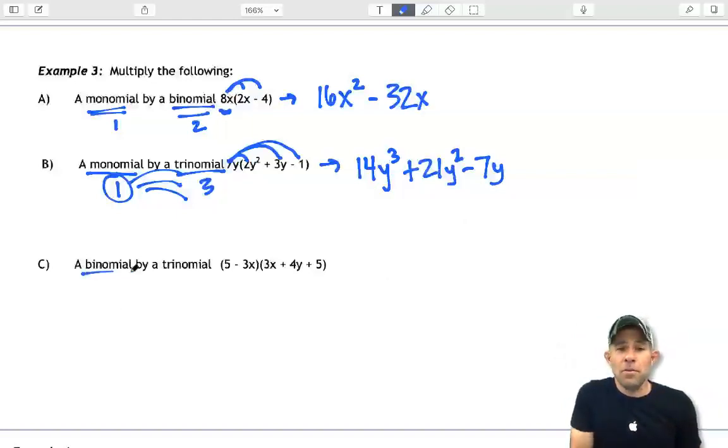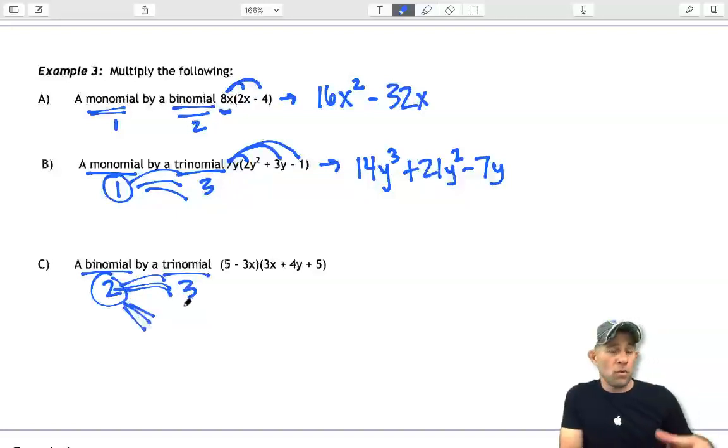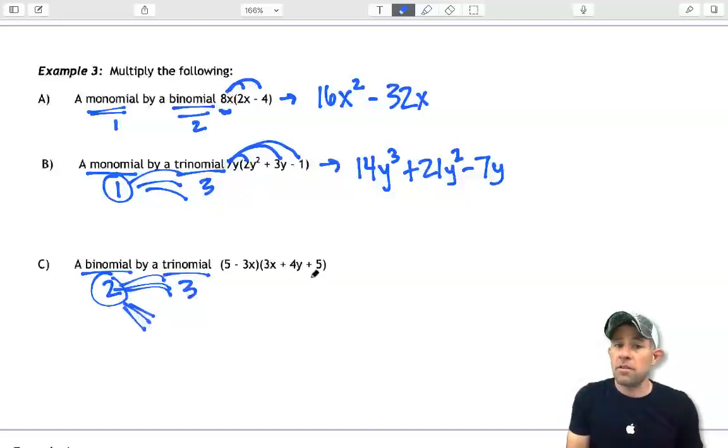All right, binomial times a trinomial. Again, now I have a 2 term times a 3 term. So I'm going to make sure each of these 2 terms gets multiplied to all 3 of those terms. And then we'll combine like terms and write it in standard form.